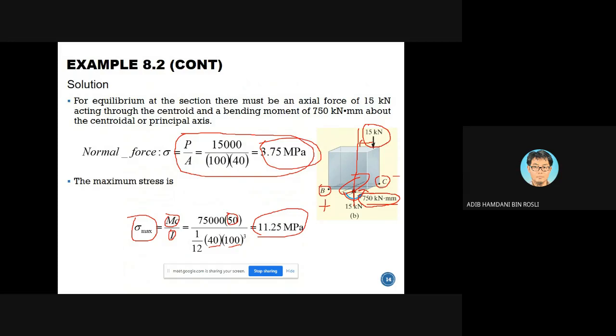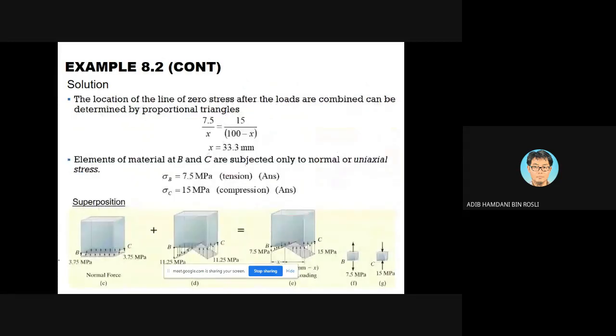Okay, this is the superposition stuff. Due to the P, you will have this kind of distribution, the uniform distribution of compressive normal stress, 3.75 megapascal. Uniform at any point, right? And due to the bending moment M, you have this kind of distribution. Can you see that? At point B and along this line, you have 11.25 megapascal in tension, while at C, you have 11.25 megapascal in compression.